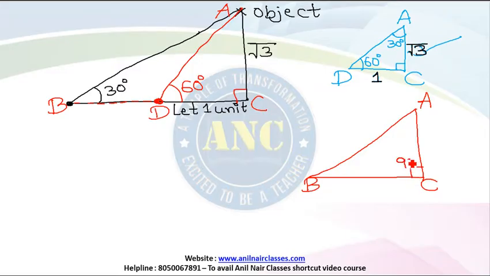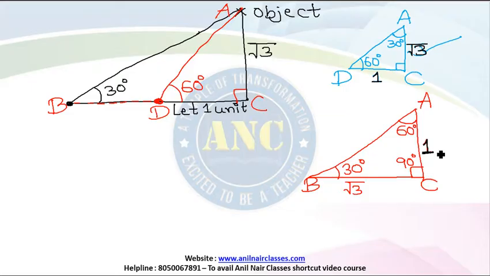Angle C is 90 degrees. Angle B is 30 degrees. So angle A should be how much? Remaining 60 degrees. Now think a little logically. Opposite to 30. I told you that in a 30, 60, 90 right angle triangle, opposite to 30, if it is 1, then opposite to 60 will be root 3, right? That means if the side opposite to 30 is 1, it is an if condition. Please understand.